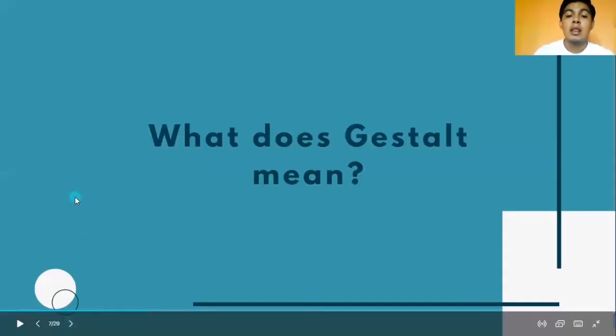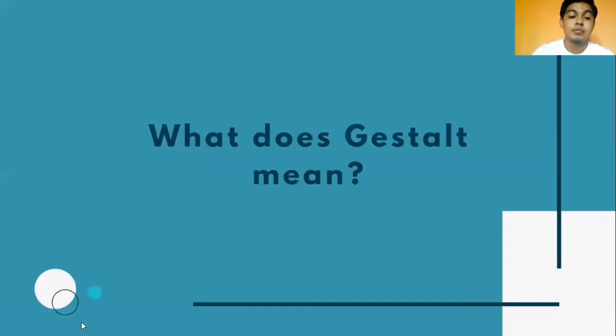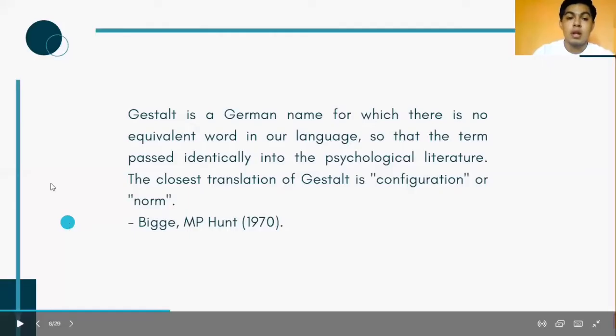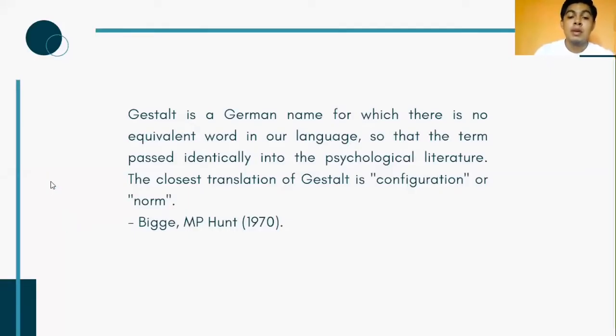Well, what does Gestalt mean? According to Bigge and Hunt in the 1970s, Gestalt is a German name for which there is no equivalent word in our language. With this, I mean that there's no equivalent in English and Spanish. Okay, so the term fits typically into the psychological literature, and the closest translation of Gestalt is configuration or form.